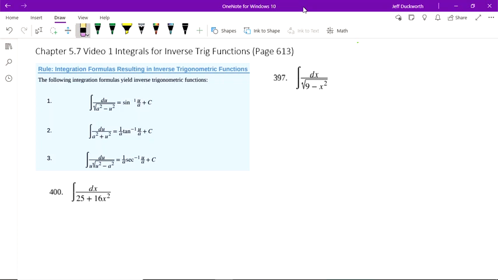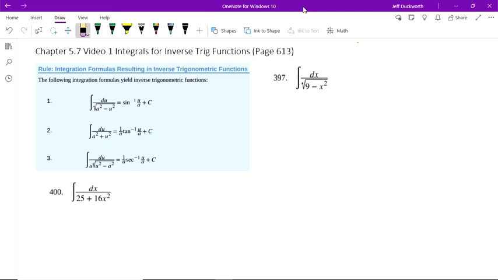All right, in this video, I'm going to talk about the antiderivatives or integration for inverse trigonometric functions. Now, you'll note that there are only 3 of them here, although there are 6 different inverse trig functions that we could have. But if you recall, when we take the derivative, there was always a pair of different ones.